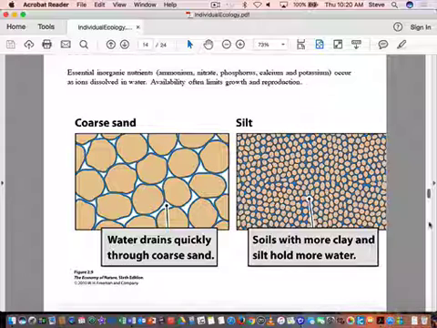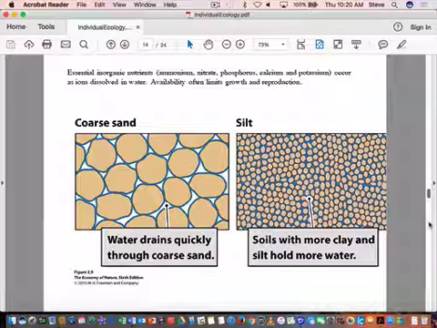What's the more troubling part of a soil? Which of these two soils is more troubling to a plant in terms of trying to get nutrients? Yeah, the coarse sand, because you're leaching that water quickly with all the nutrients. And so these nutrients might be much more limiting in this kind of soil compared to this.